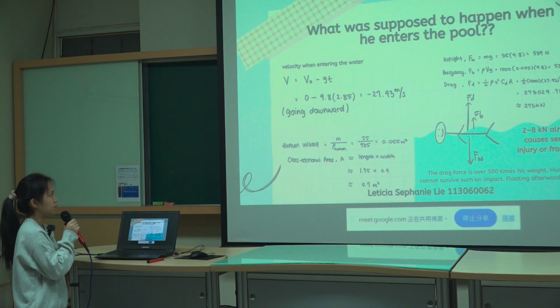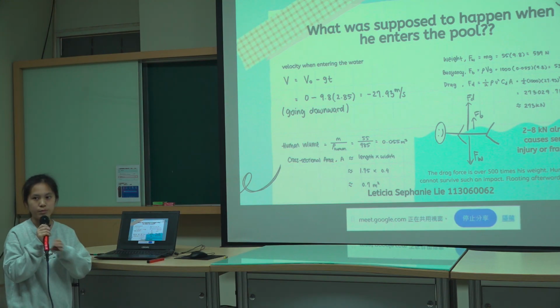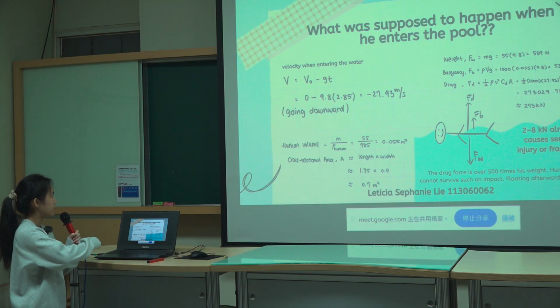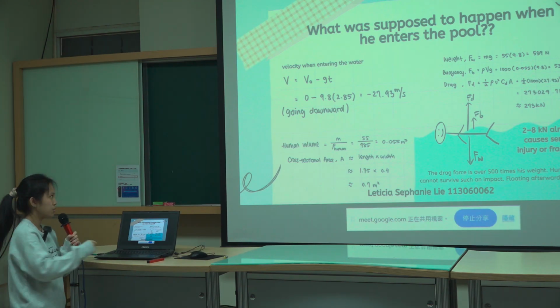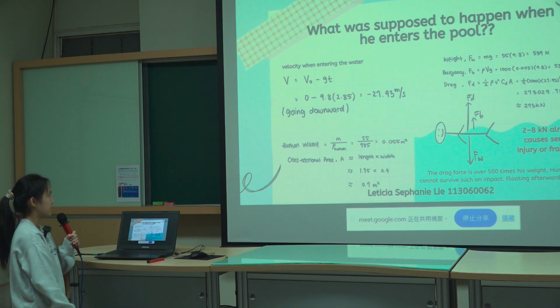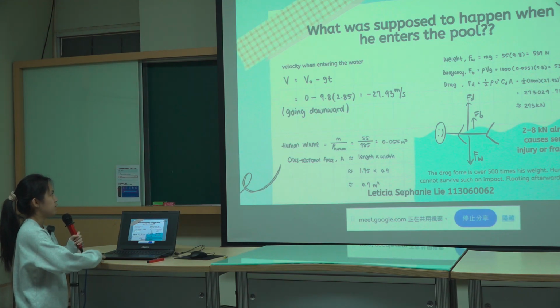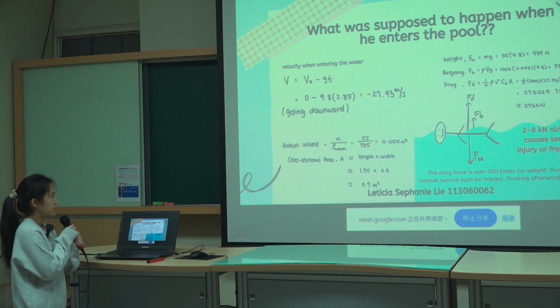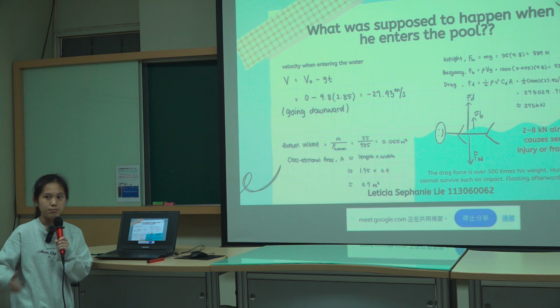And next, I'm also going to analyze what happened the moment he enters the pool. First, the velocity when he enters the pool. Also using the formula from the kinematics equations, I got the result of 27.93 meters per second.